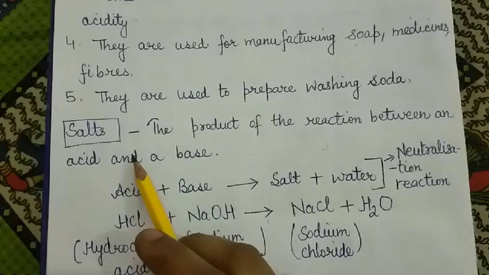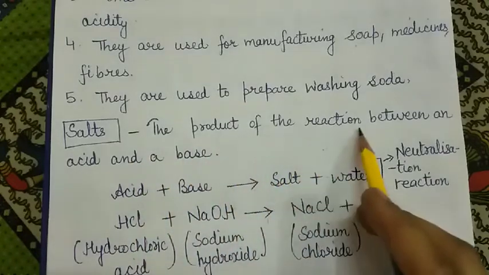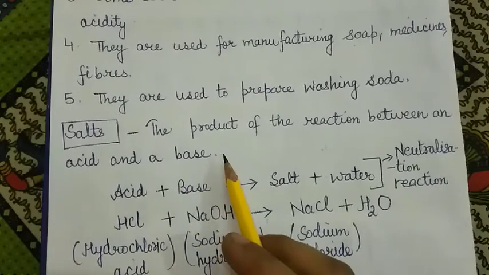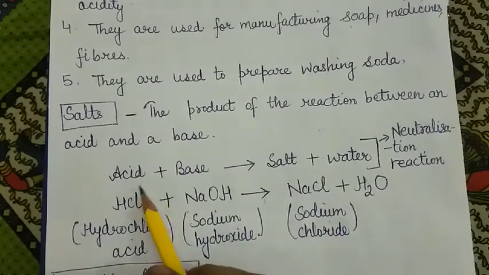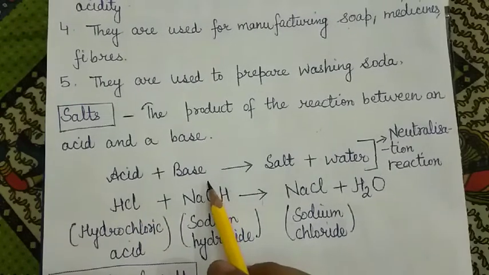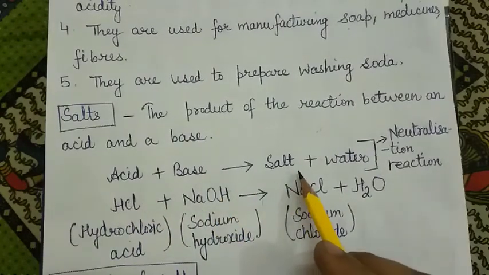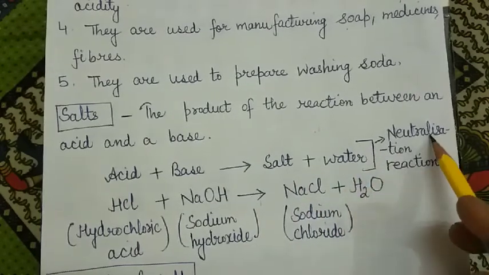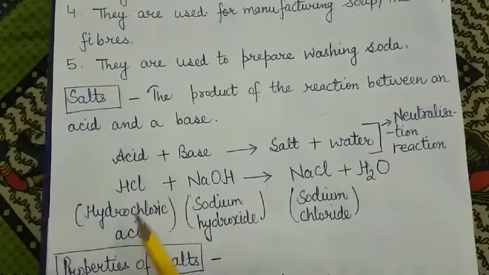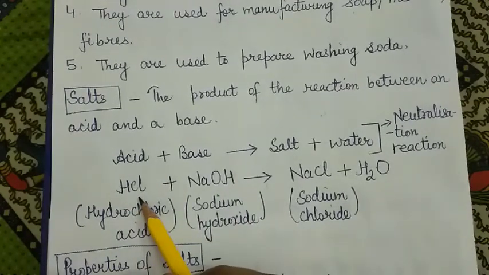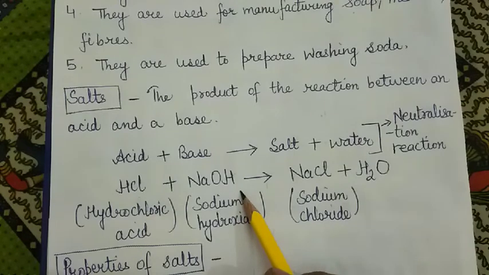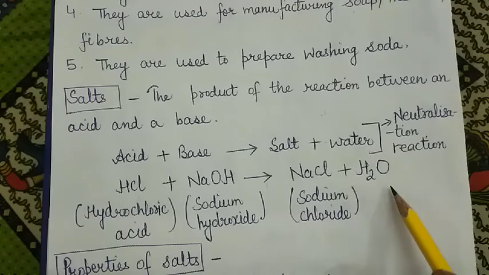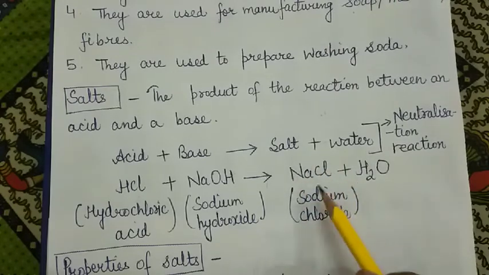Next we have salts. The product of the reaction between an acid and a base is a salt. That means when an acid reacts with a base, it forms salt plus water, and this process is known as a neutralization reaction. For example, when hydrochloric acid reacts with sodium hydroxide solution, it gives us sodium chloride plus water. See, salt is produced.